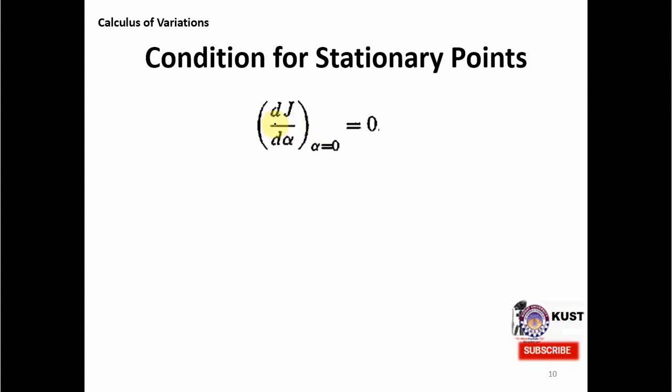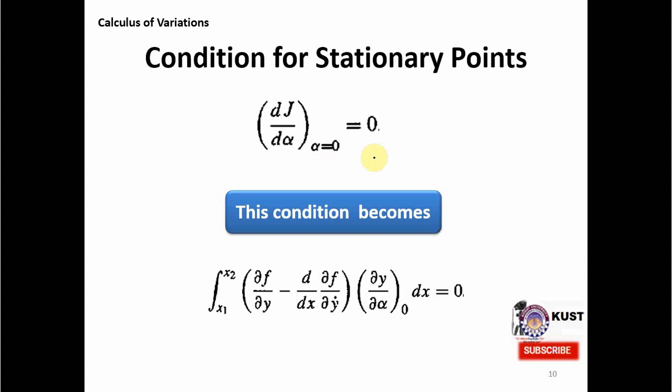And this condition for stationary points is, as we have already discussed, that when you calculate this integral and put alpha equal to 0, it gives you the correct paths. Now we have to put this equal to 0, but when we do that, on the left side inside the integral we get 2 terms. So in these parentheses we have this function and this function, and this is equal to 0, but we don't know which one of them is equal to 0.